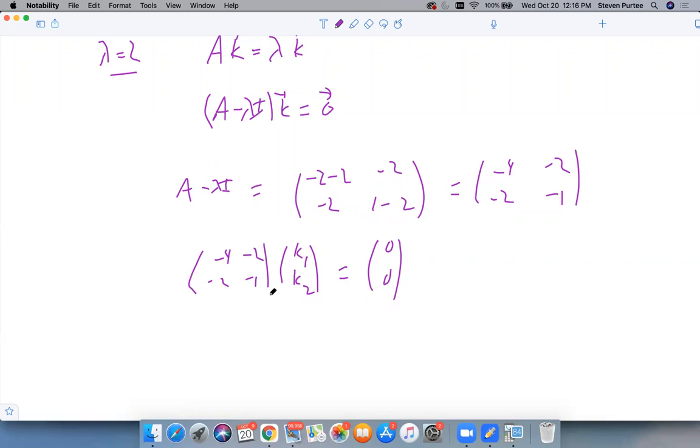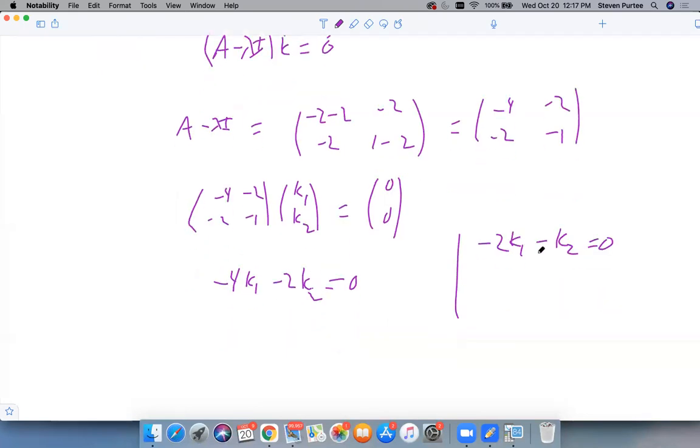You're never going to get a unique solution for an eigenvector because any multiple of an eigenvector is another eigenvector. So we just multiply through here. Remember how to multiply vectors, row on top of column. Negative 4k1 minus 2k2 equals 0. The other equation, if I do the bottom, would be negative 2k1 minus k2 equals 0. These are literally the same equation. If I take this guy times 2, I get this one.